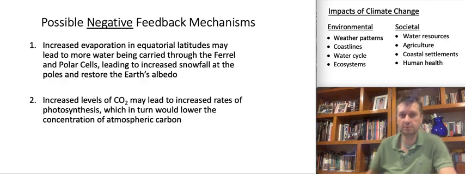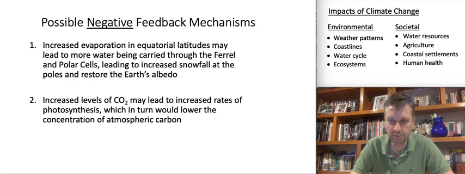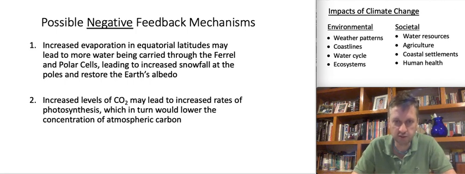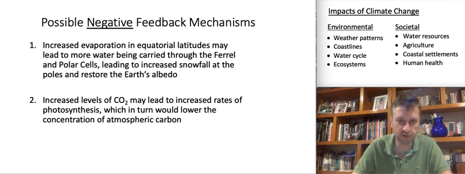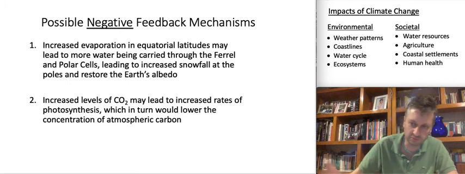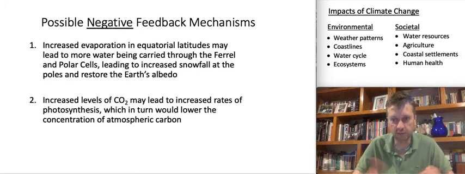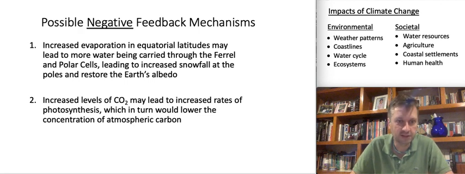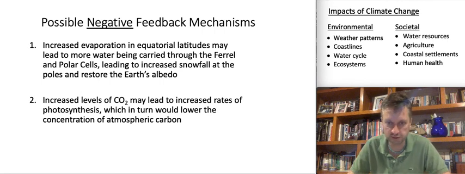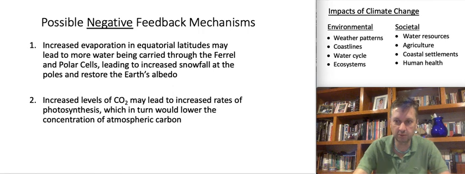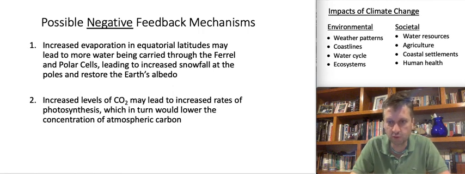Negative feedback mechanisms, possibly less obvious and possibly a bit more speculative, I think. It has been suggested that increased evaporation around the equator could lead to more moisture going into the atmosphere in the tropics, and therefore leading to increased snowfall at the poles. So therefore we might expect the albedo to increase, the opposite of what we talked about with positive feedback. And then secondly, increased levels of carbon dioxide might lead to increased levels of photosynthesis, especially in rainforests, so therefore might take carbon dioxide out of the atmosphere. However, quite speculative, these things.